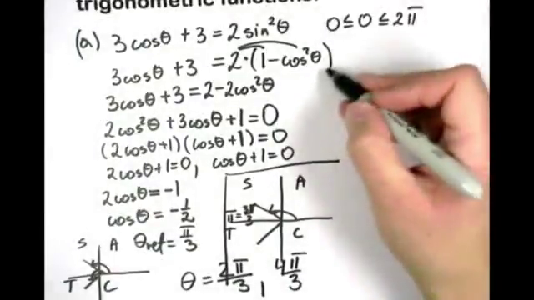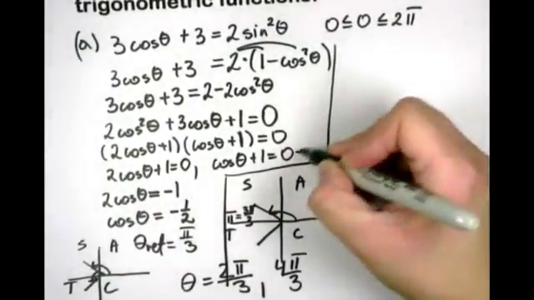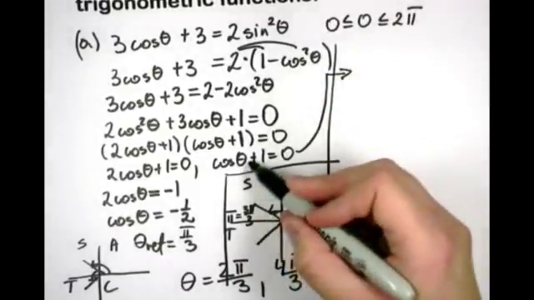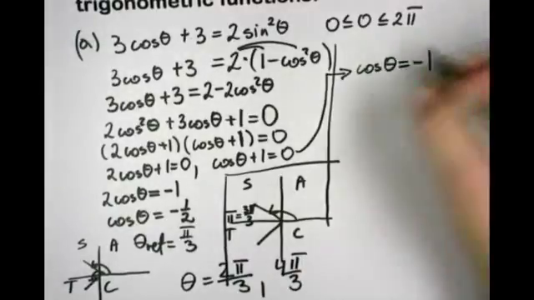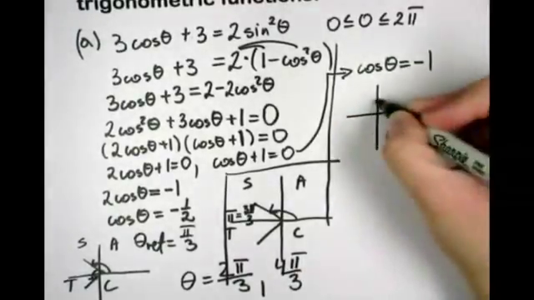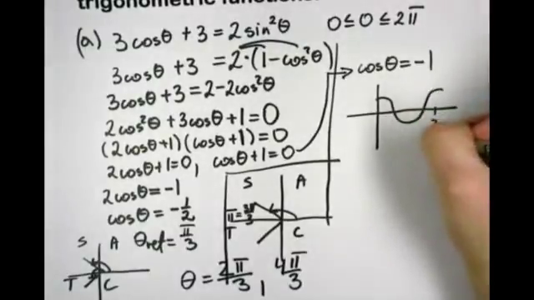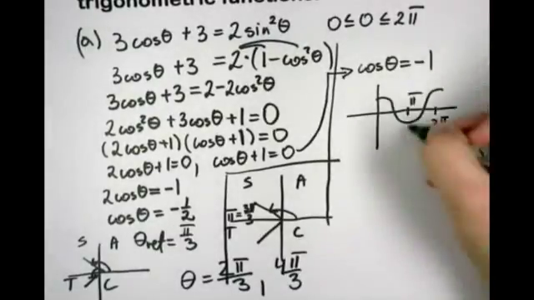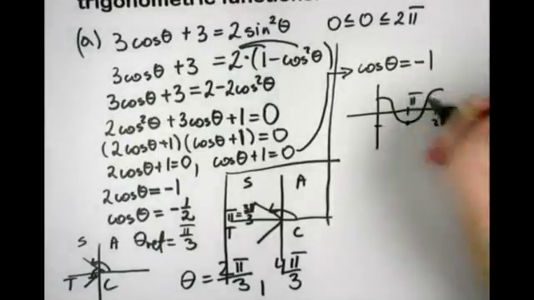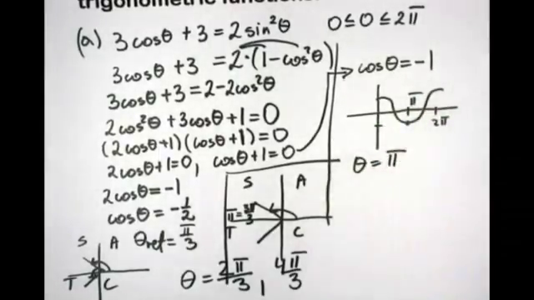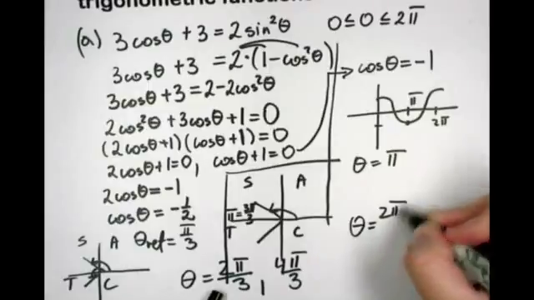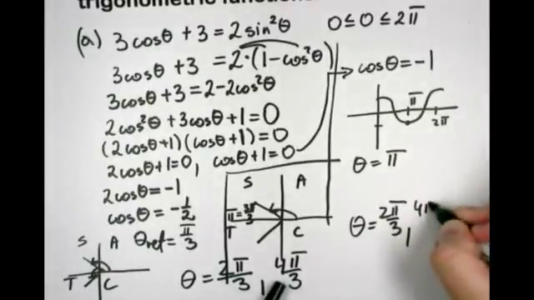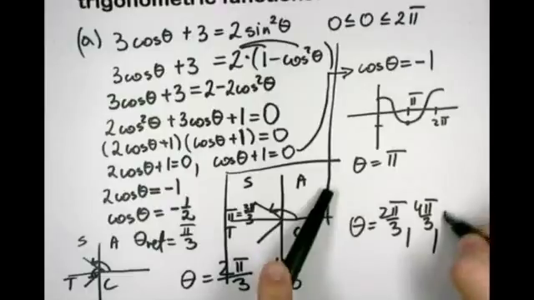Okay, that's not the end yet, because now we need to solve this part. Cos theta plus 1, bring this over. Cos theta is equal to -1. And I get this from the graph, the V shape. 2 pi, pi. So -1 is right here. So theta is pi. So then my final answers are those three: theta is equal to 2 pi over 3, 4 pi over 3, and pi.